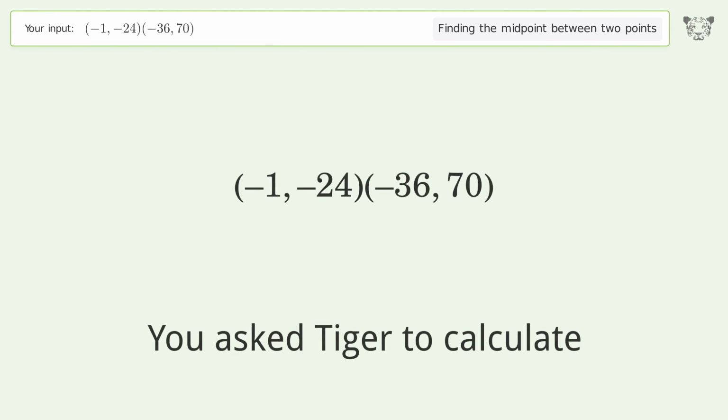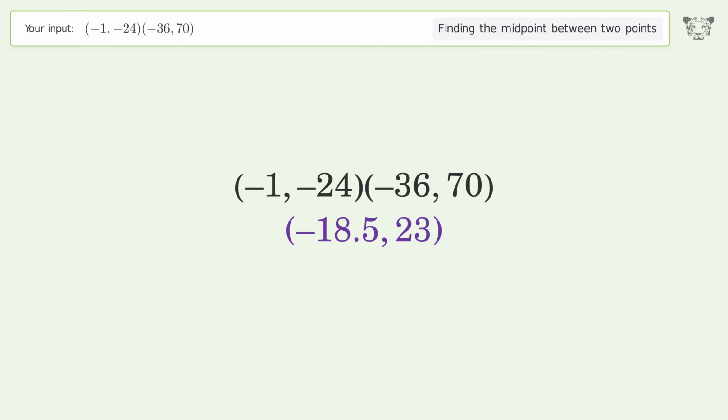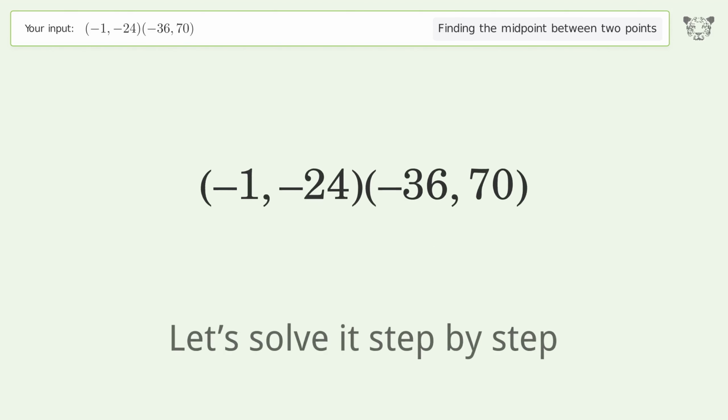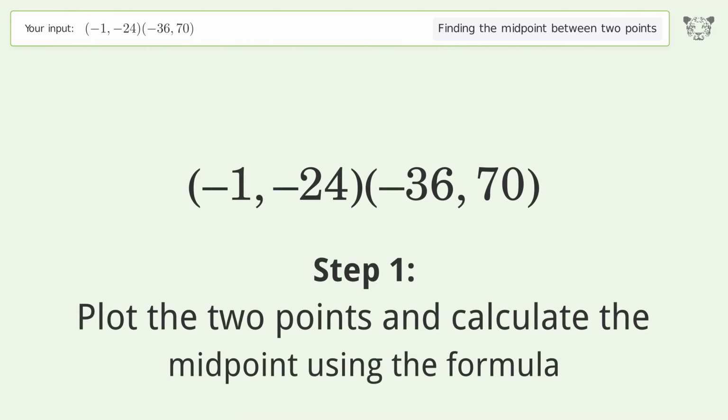You ask Tiger to calculate. This deals with finding the midpoint between 2 points. The midpoint between the 2 points is negative 18.5, 23. Let's solve it step by step. Plot the 2 points and calculate the midpoint using the formula.